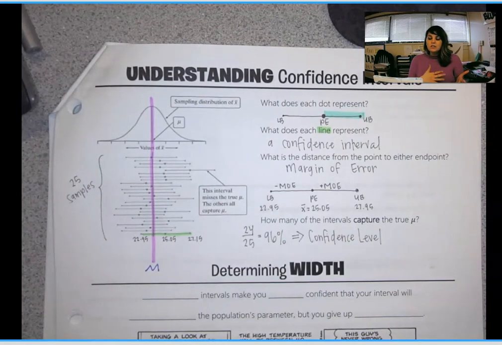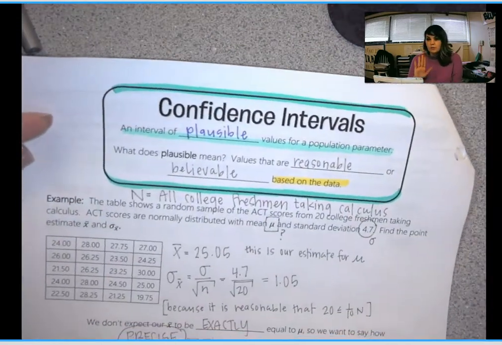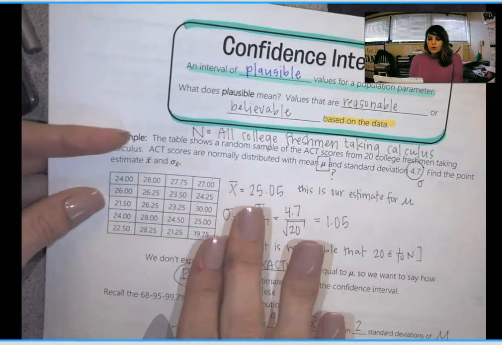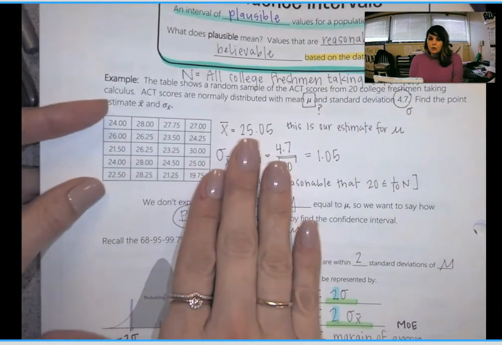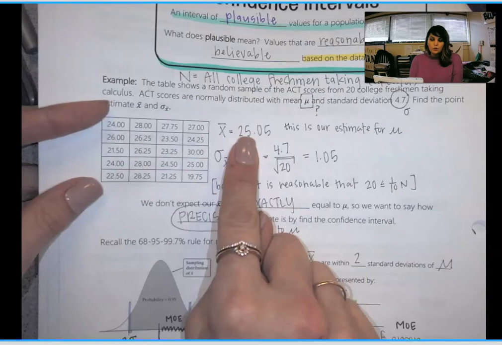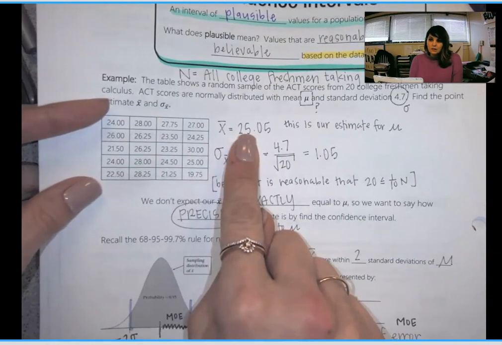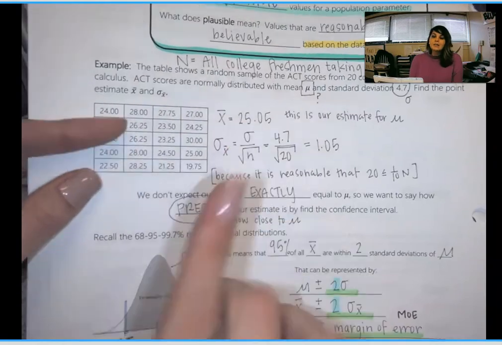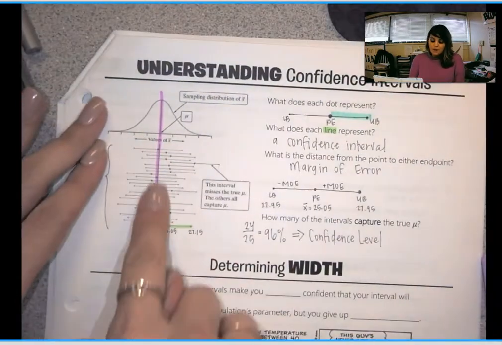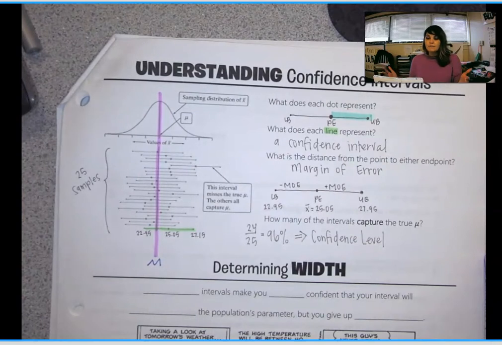So in our previous problem, we were 95% sure that this value was within 2 sigmas of the mean. The reason why is that if you take a bunch of samples and calculate the confidence interval, about 95% of them would capture the true mean. So we're 95% confident that our interval captures the true mean.